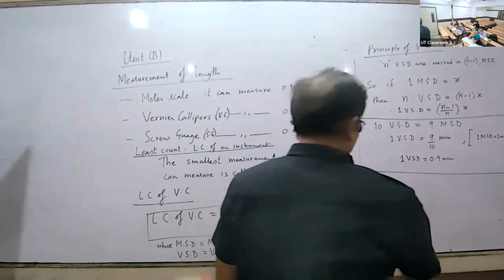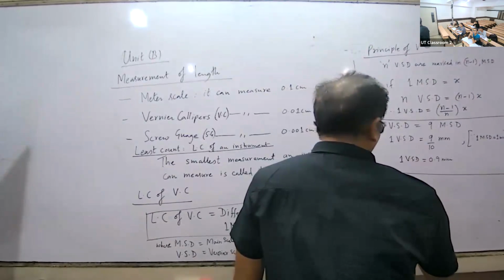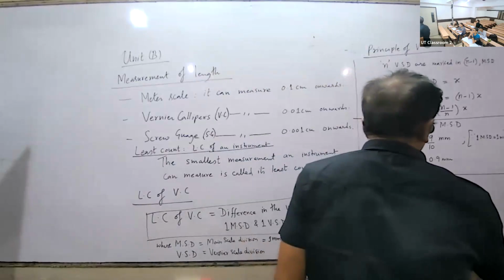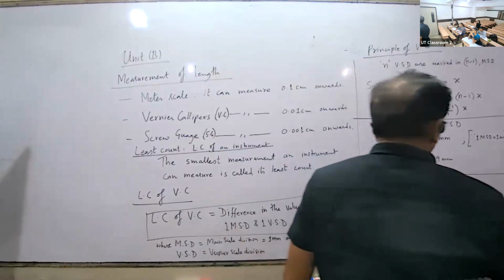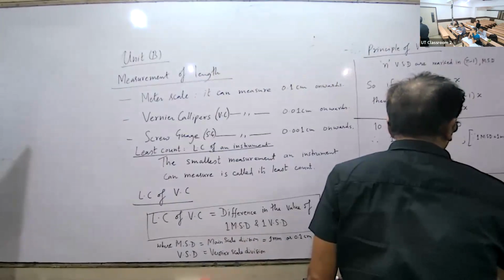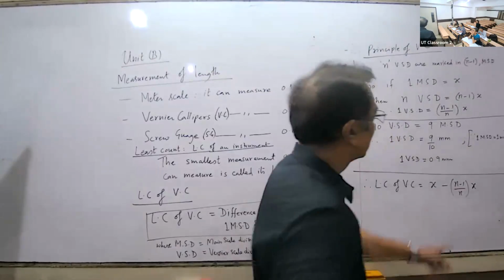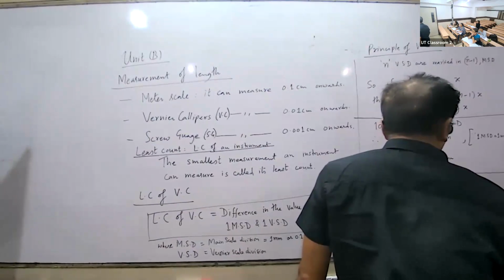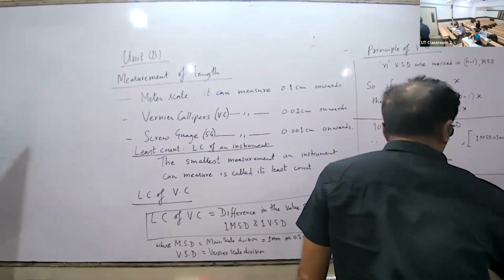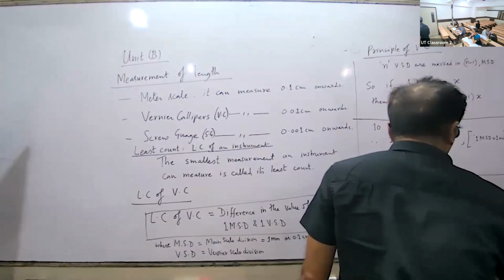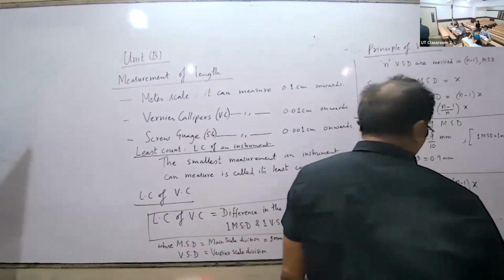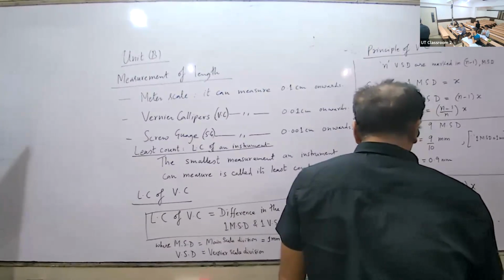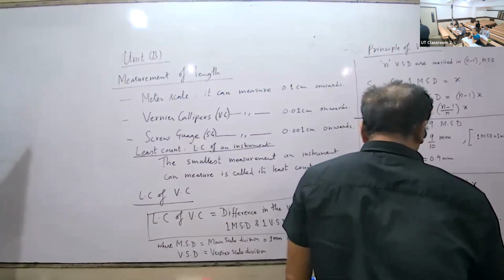So therefore, what is the least count now? One main scale division, when we take the main scale division as x, minus the vernier scale division, n minus 1 divided by n times x. Correct? So this is x minus (n minus 1)/n x, which is x minus x plus x by n. So what you will get is x by n. This is the general formula of least count of vernier calipers.